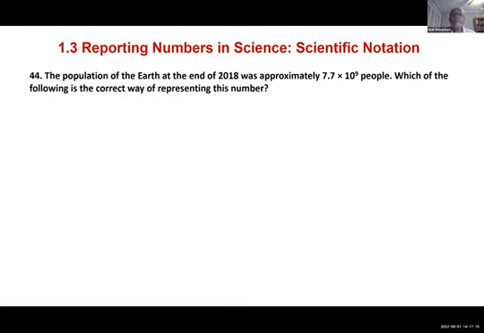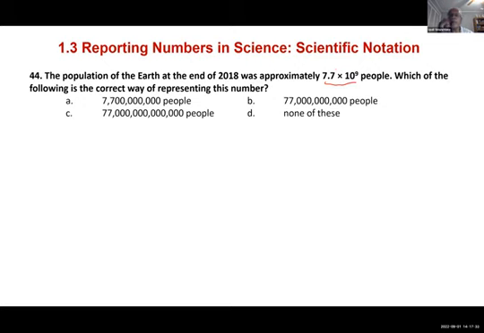The population of Earth at the end of 2018 was approximately this. Which of the following is the correct way to represent this number? That's the normal number. How many zeros do you have to have? 8 zeros after 77. So 8 zeros is right here, 1 to here, then 8 more. So the answer is A. Did you get that one?